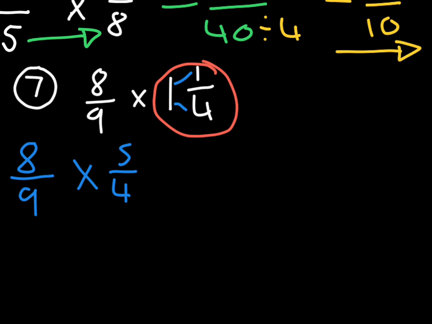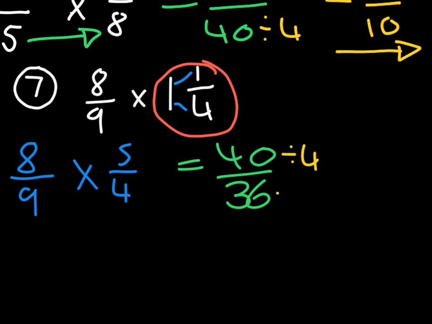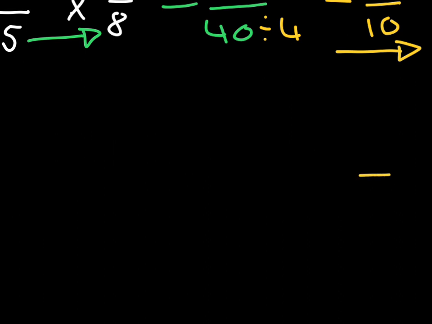And now it is simple fraction multiplication. So 8 times 5 gives us 40, and 9 times 4 gives us 36. Now we can see that the number 4 goes into both 40 and 36. So we divide both the numerator and the denominator by 4. 40 divided by 4 is 10, and 36 divided by 4 is 9. Now as there are no numbers which go into both 10 and 9, this is our final answer for question number 7.